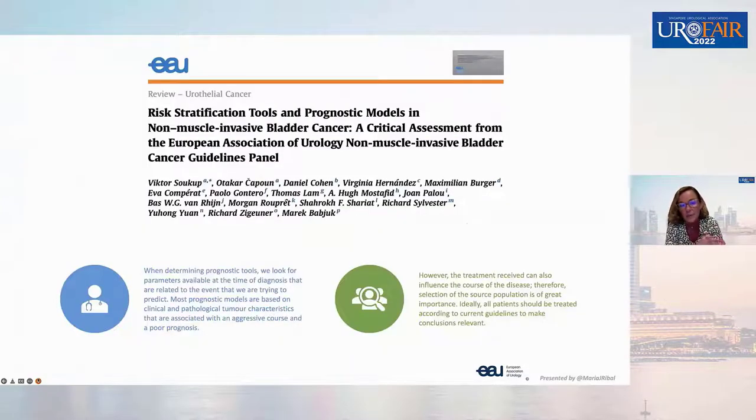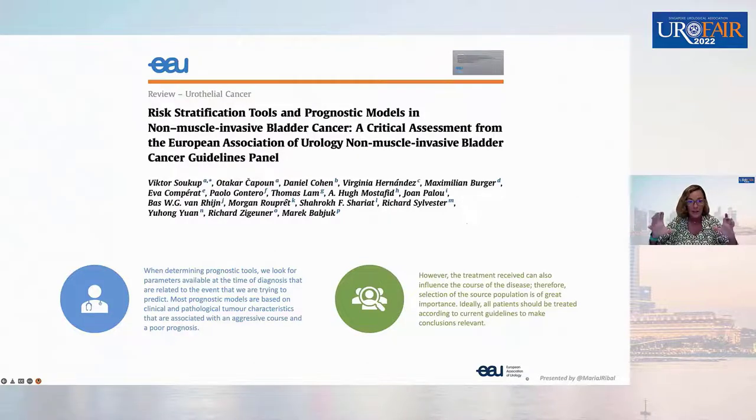And for doing that, we need prognostic tools. And for building these prognostic tools, what we can use is the data that we already have. And currently, the data that we have are mainly derived from clinical evolution or pathological tumor characteristics. It's true that probably if we integrate the type of therapy that these patients receive into these prognostic models, perhaps we can modify the way that we stratify them.